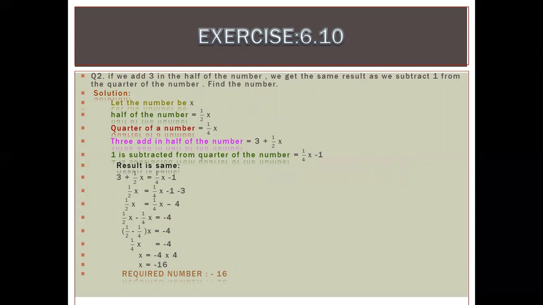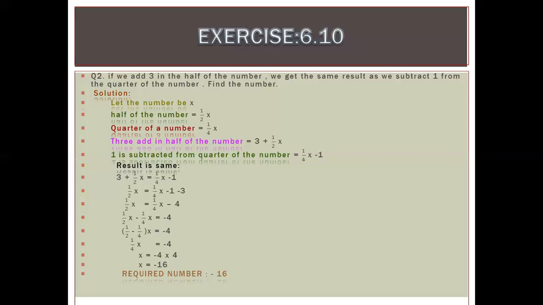Added 3 plus 3, half of the number. In the previous question, we also discussed half of the number. Half of the number means x by 2, x over 2. Added 3, x over 2 plus 3. The first expression is x by 2 plus 3, or you can also write 3 plus x by 2.